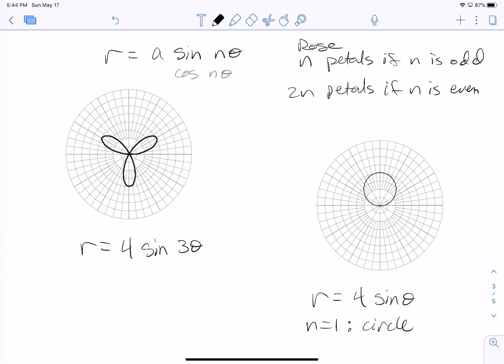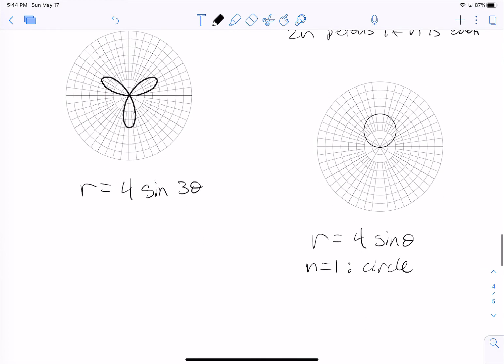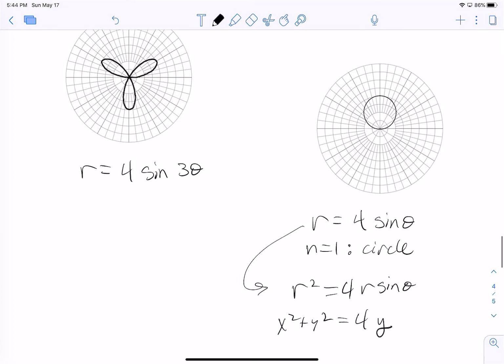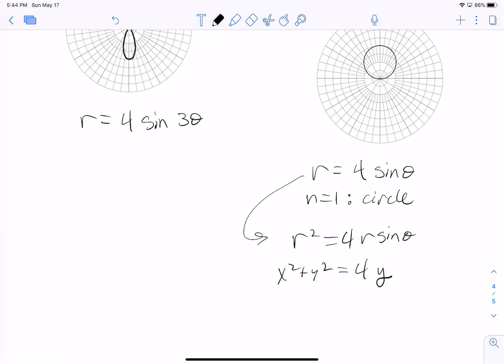And you can verify this by actually taking this equation and converting it to rectangular form. Multiplying both sides by r, I get r squared is equal to 4r times the sine of theta. R squared is equal to x squared plus y squared. R sine theta is equal to y, so I get x squared plus y squared equals 4y. Completing the square on y will give us x squared plus the quantity of y minus 2 squared equals 4. And so what we see is this is a circle of radius 2, or diameter 4, right? And it has a center of (0, 2), and so halfway across the circle.